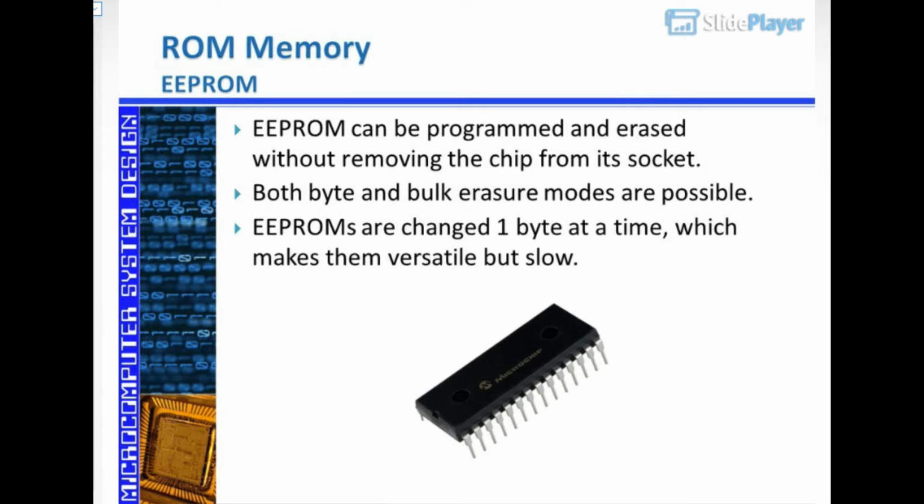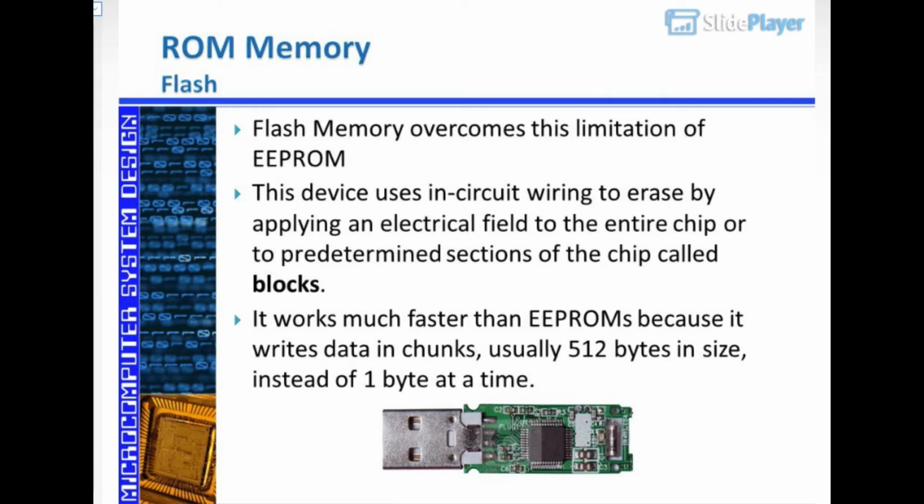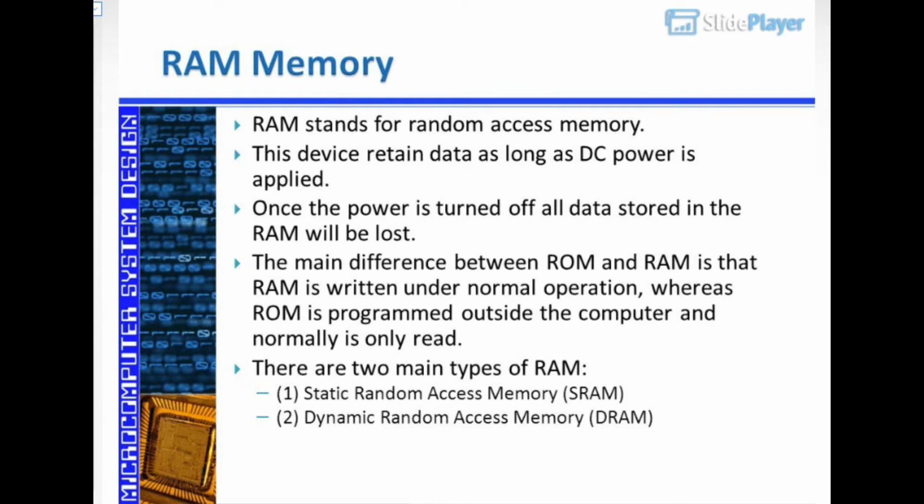Both byte and bulk erasure modes are possible. EEPROMs are changed one byte at a time, which makes them versatile but slow. ROM memory: flash memory overcomes this limitation of EEPROM. This device uses in-circuit wiring to erase by applying an electrical field to the entire chip or to predetermined sections of the chip called blocks. It works much faster than EEPROMs because it writes data in chunks, usually 512 bytes in size, instead of 1 byte at a time.